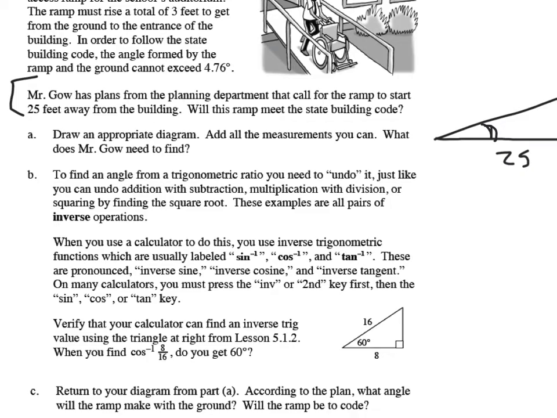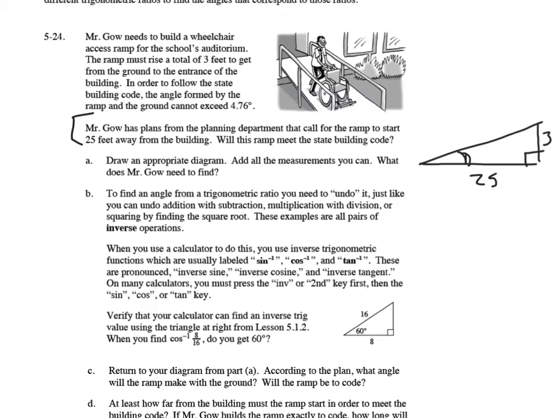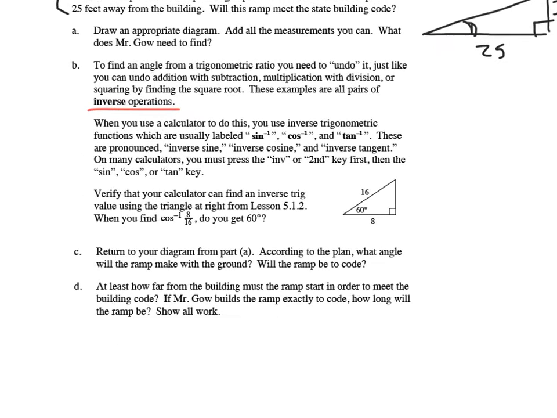And so it says to find an angle in part B from a trig ratio, you need to undo it, just like you undo addition with subtraction, multiplication or division, or by squaring and finding a square root. So these are all example pairs of what we call inverse operations. So when you use a calculator to do this, you use inverse trig functions that are labeled like this. These are pronounced inverse sine, inverse cosine, and inverse tangent, and those should be found on your calculator.